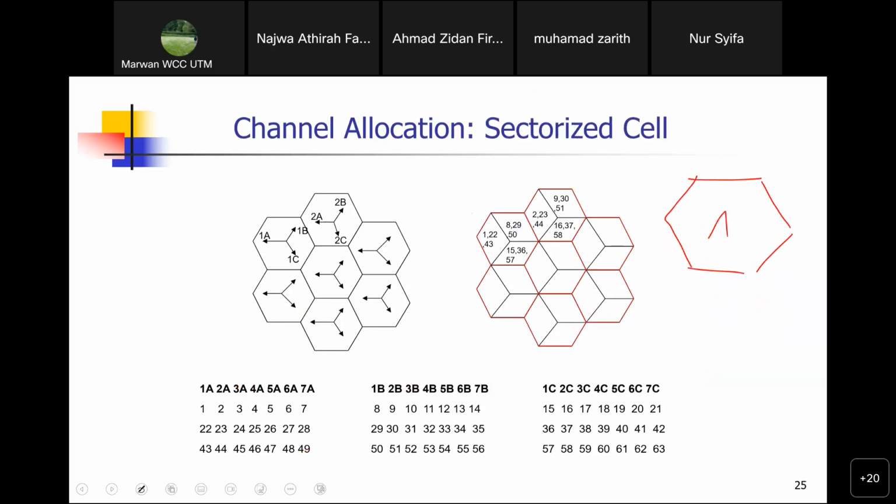When we have our tower, we can transmit in 360 degree directions. So this is what we call omni. We use an omnidirectional antenna to cover 360.